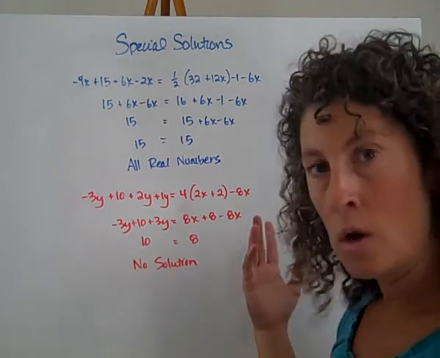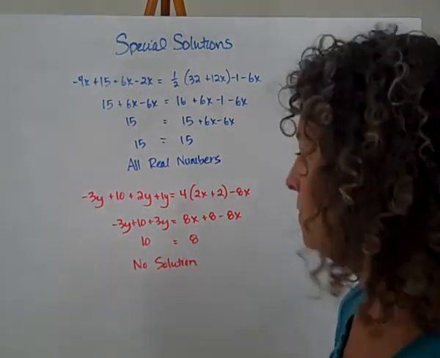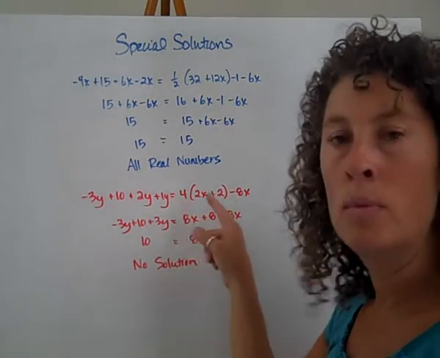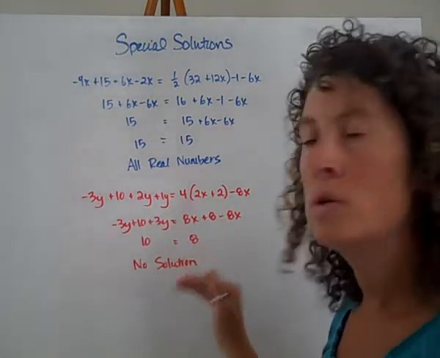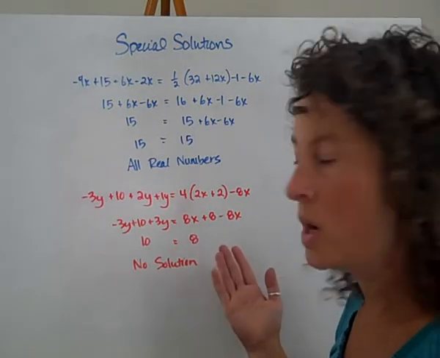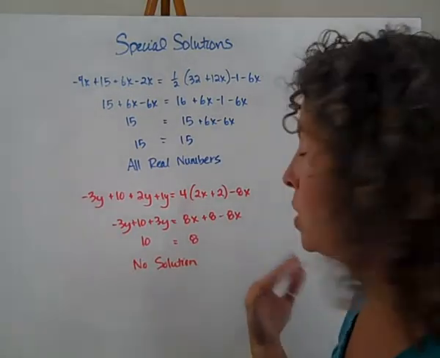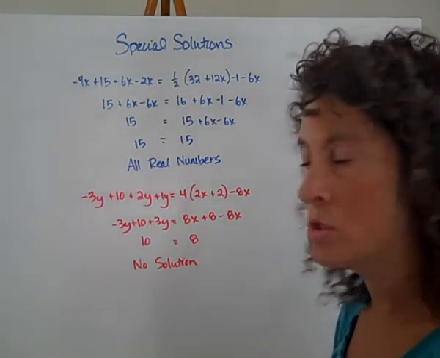Notice variables are gone again, and I'm left with two constants that are not equal to each other. So it really doesn't make any difference what number I put in here. I'm never going to come up with two sides that are equal to each other. They're not going to be equal to each other. So there's no number that I could use that would make this work. So we say no solution here.